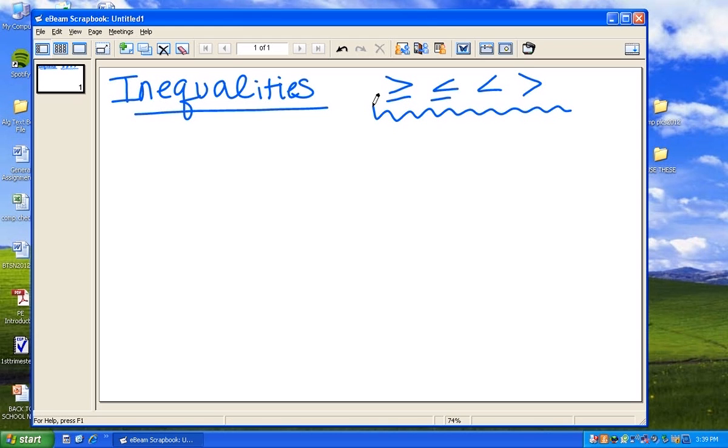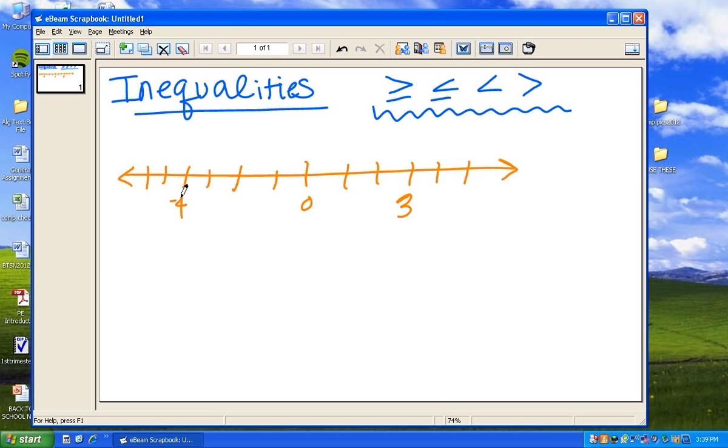Okay, so I want to take a step back and draw a number line to remind you of what you already know. You already know that on a number line you can graph numbers. If we wanted to show x equals -4 on the number line, we would take our pen and put a dot on the -4.